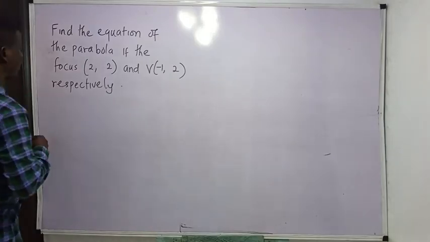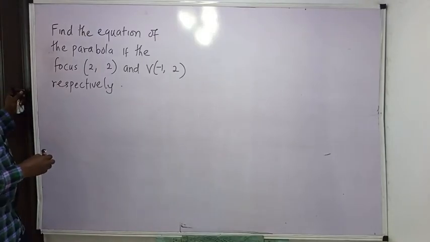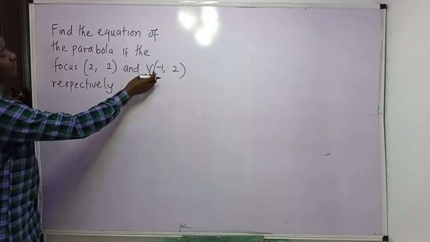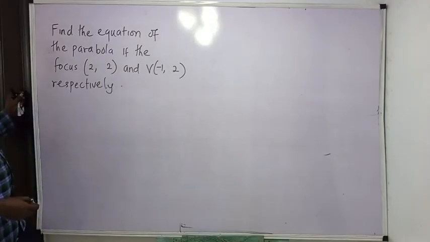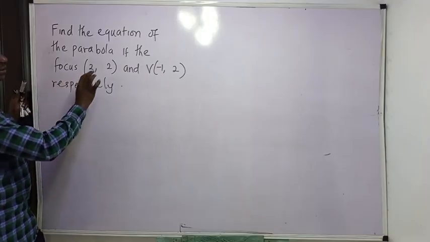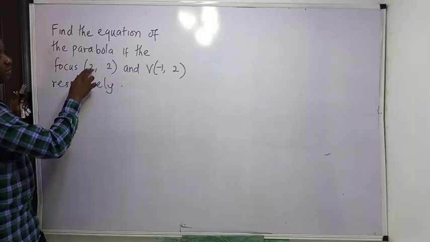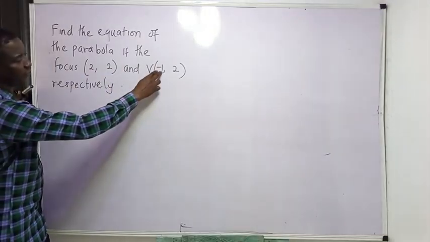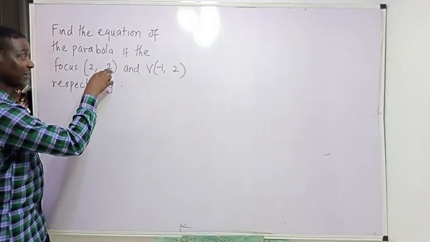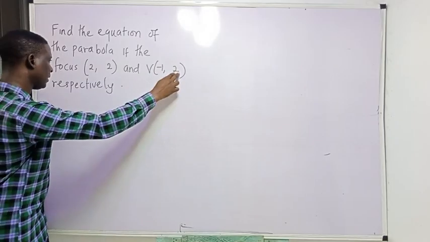Now I want to solve the next question. This one says find the equation of the parabola if the focus is (2, 2) and the vertex is (-1, 2). What you're going to do first is check the coordinates. The x component of the focus is 2, while the x component of the vertex is -1. The y component of the focus is 2, and the y component of the vertex is 2.